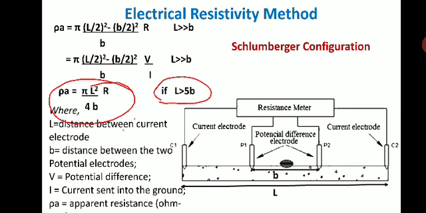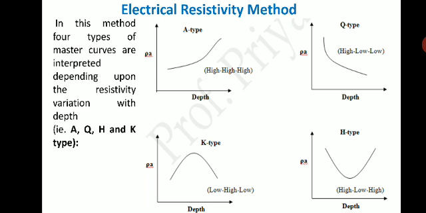So here, capital L is the distance between the current electrodes. B is the distance between the potential electrodes. V is the potential difference. I is the current sent into the ground, and rho A is the apparent resistivity, which is calculated in ohm meter. So when you get these values, you have to plot a graph.